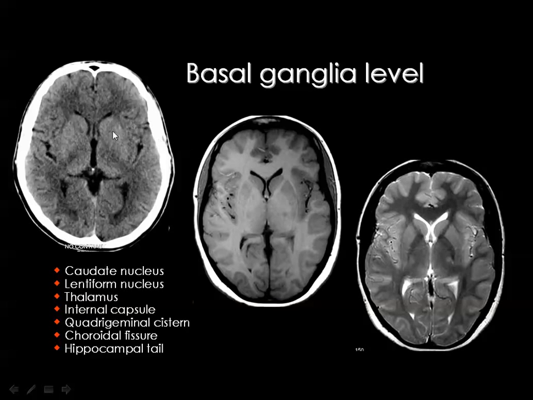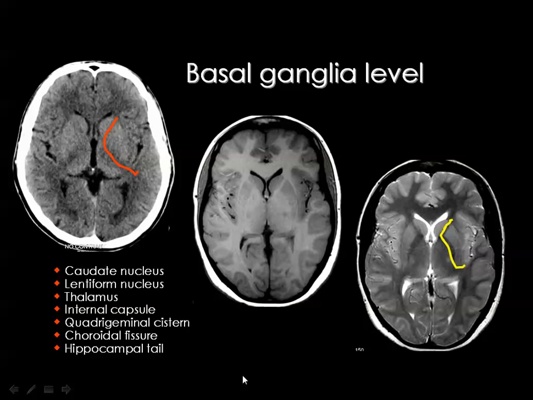Then between the caudate, lentiform, and the thalamus, a very important structure which is known as the internal capsule. This internal capsule can be easily identified by MRI T1 and T2 weighted image running between the head of the caudate nucleus, the lentiform nucleus, and the thalamus. It has an anterior limb, a genu, and the posterior limb.